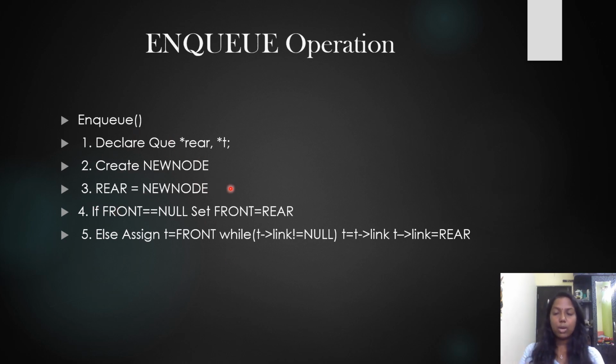As we know, queue has two ends, front and rear. Rear is the last and front is the near. As we enqueue, we keep incrementing the rear. So the same thing happens here. So if the front is null, we set the front to be the rear and we assign t equal to front while t link is not equal to null. So that is when it is not equal to null, it keeps pushing. That is, t equals t link equals rear.